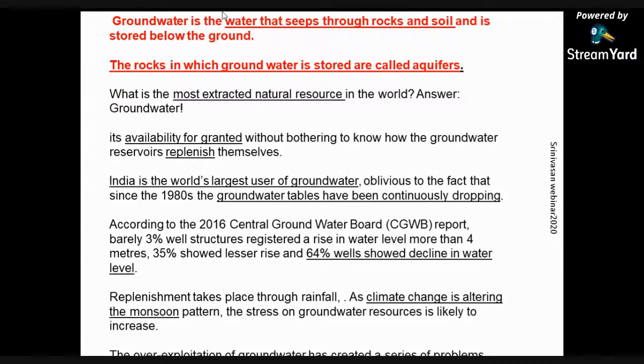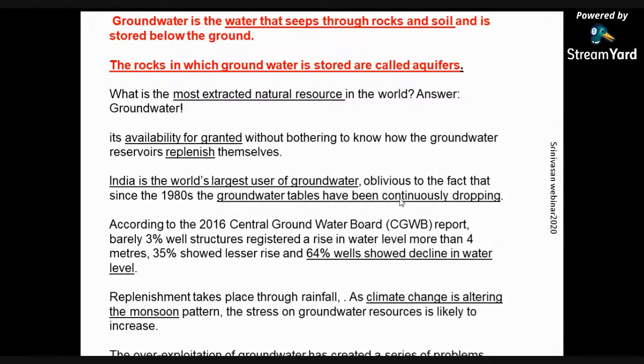Groundwater is the one which seeps through the rock and soil and is stored below the ground. That whole area is called an aquifer. It is the most extracted natural resource, and its availability is taken for granted by us. We do not know how much it is getting replenished. We go on extracting. India is the largest user of groundwater, and the groundwater table has been continuously dropping, because we are ever using it for industrial, domestic and agricultural purposes. There is plenty of usage.